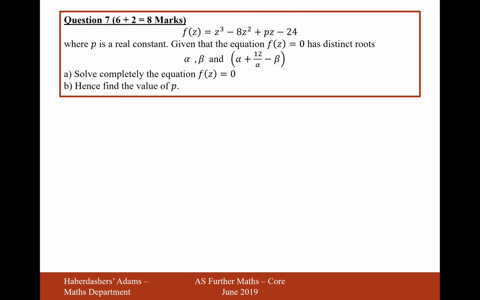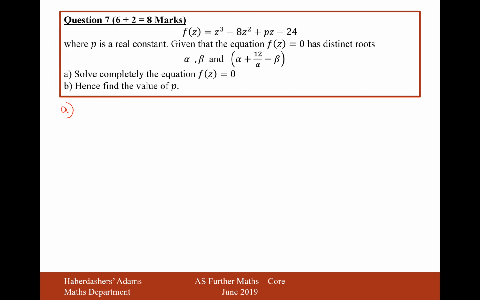Here we're looking at question 7. So f of z equals z cubed minus 8z squared plus pz minus 24, where p is a real constant. Given that the equation f of z equals 0 has distinct roots of alpha, beta and alpha plus 12 over alpha minus beta, solve completely the equation f of z equals 0. So let's get started then.